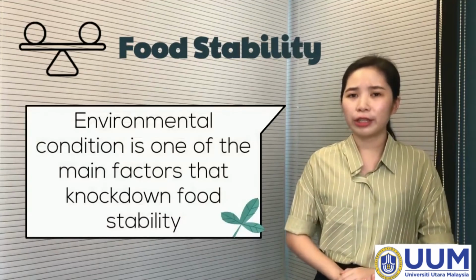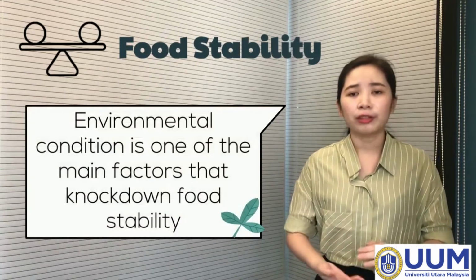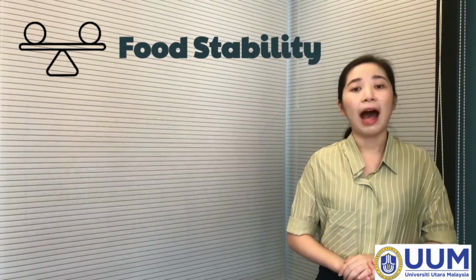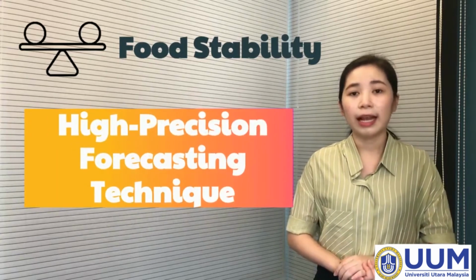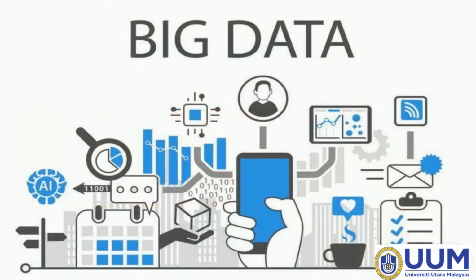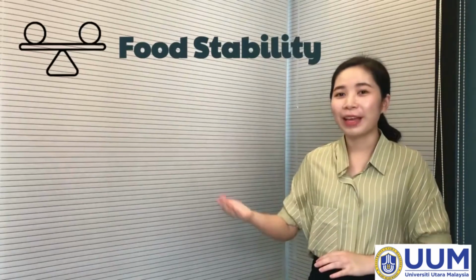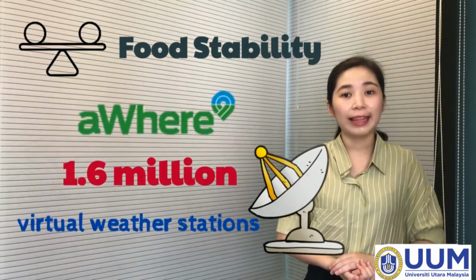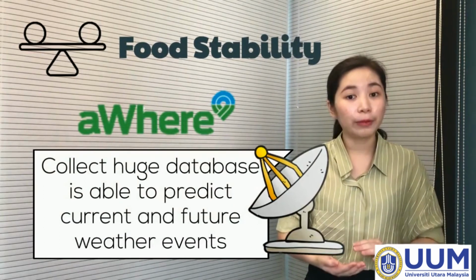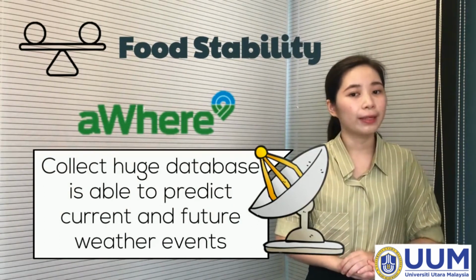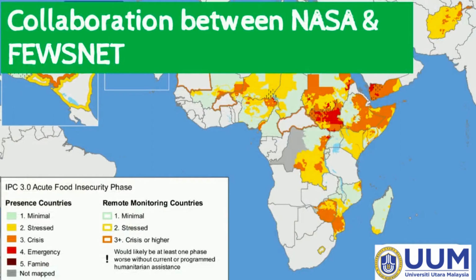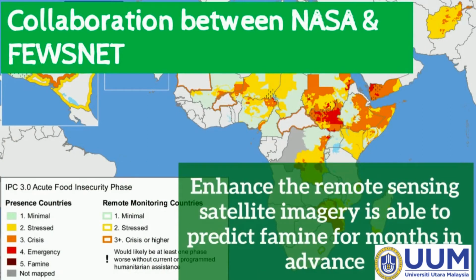The environmental condition is one of the main factors that knock down food stability. Therefore, in order to maintain crop stability, high precision forecasting techniques such as big data analytics are required. For example, the Airway Agrotech company, with 1.6 million virtual weather stations that collect a huge database, is able to predict current and future weather events. Another precise technology, the collaboration between NASA and FuseNet to enhance remote sensing satellite imagery, is also able to predict famine for months in advance.